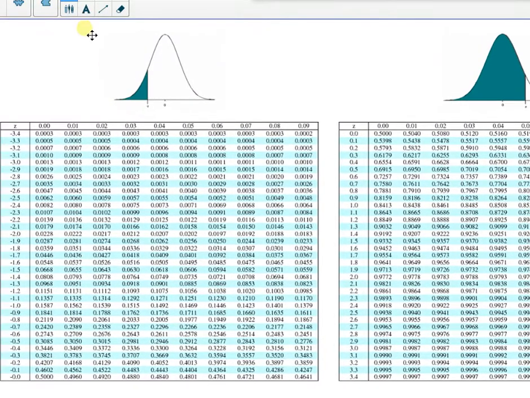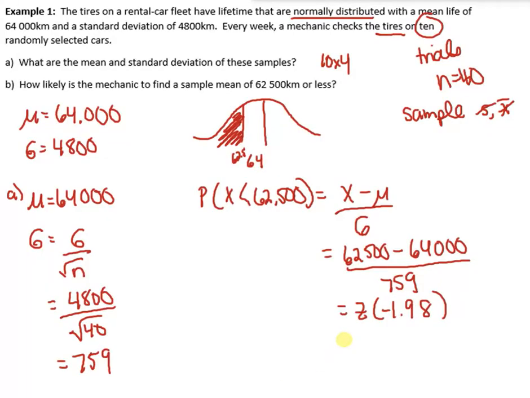Okay, so we're looking at negative 1.98. Negative 1.9 is here, and then 0, 1, 2, 3, 4, 5, 6, 7, 8. I get 2.39%. So going back to this, I get 2.39%.